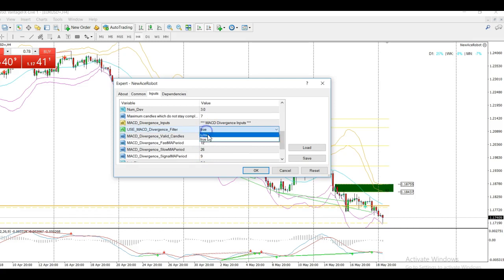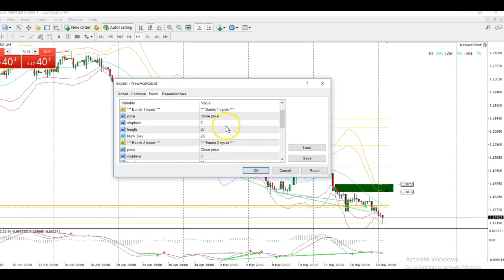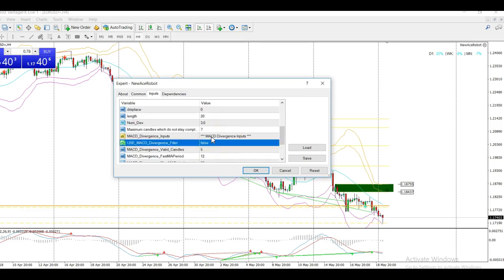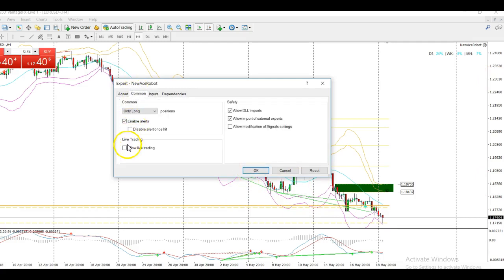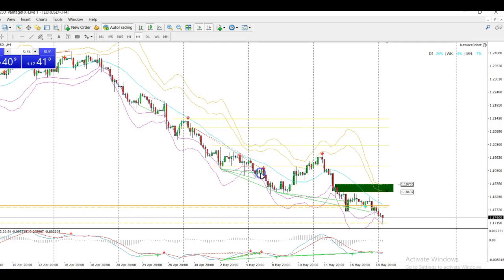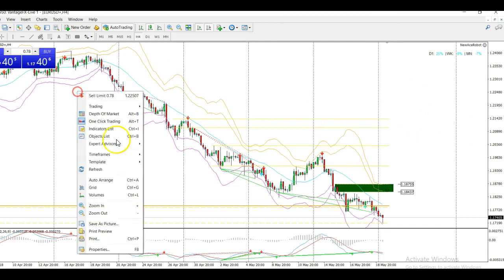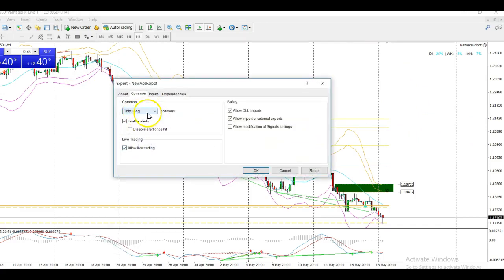Take that off. I don't want the divergence filter in. The stop loss, what did we say? The stop loss was, say, 60 pips, just on the daily zone, and we want to take profit at around 180 pips, and lot size will be 0.5, just in case it takes two trades. Hit OK, hit allow live trading, and the robot will take trades automatically for us this week. Properties: only long positions.